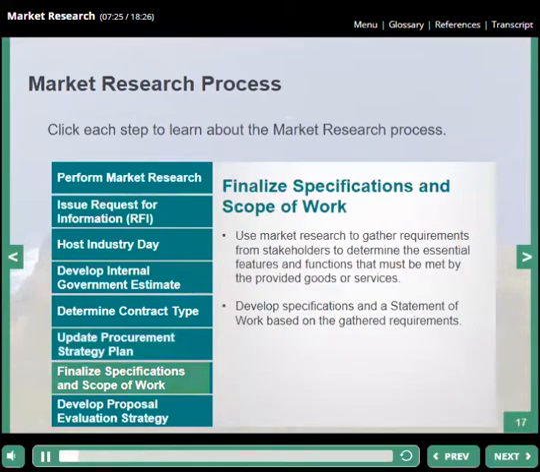The procurement officer uses market research to gather requirements from stakeholders to determine the essential features and functions that must be met by the provided goods or services. These requirements must be accurate and detailed so that the proposed solution will meet agency expectations and improve procurement outcomes. Specifications and a statement of work are developed based on these requirements. Finalizing the specifications and writing a statement of work will be covered in more detail in another training module.